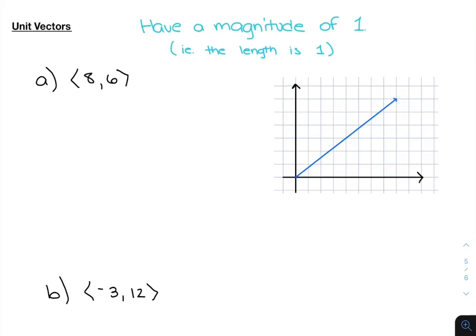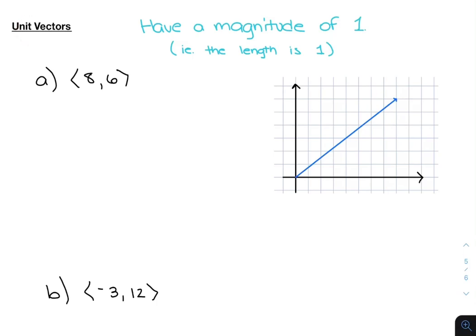Let's talk about unit vectors. Unit vectors have a magnitude of 1. Remember that magnitude means length, so it has a length of 1. If we look at the vector 8, 6, we have to figure out what the length of this vector is in order to see if it is a unit vector or not. So let's find the magnitude.